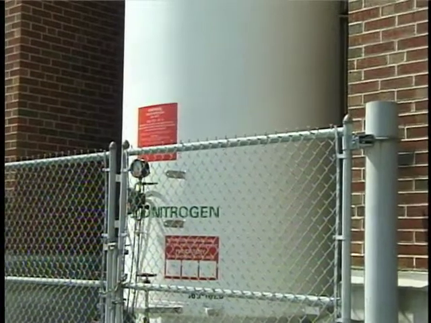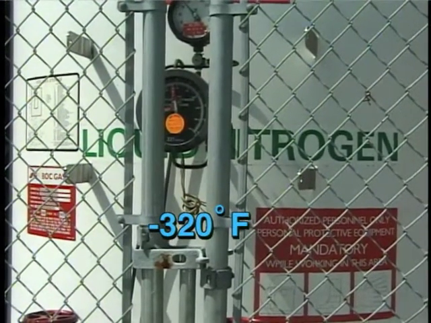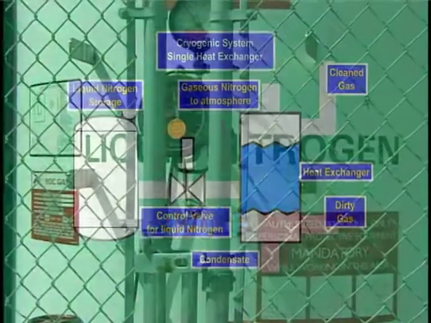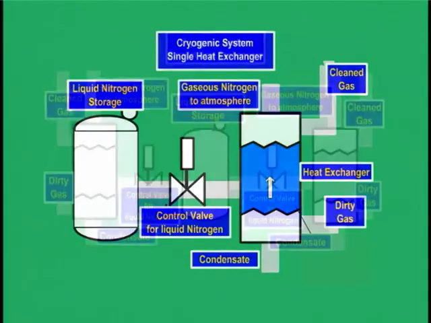Cryogenic control systems use liquefied gases such as nitrogen and carbon dioxide to obtain temperatures as low as minus 320 degrees Fahrenheit. These systems are relatively simple since no refrigeration unit is needed and the coolant is vented to the atmosphere. In the simplest cryogenic system, the liquefied gas, flowing through tubes in a shell and tube heat exchanger, absorbs heat from the gas stream, flowing on the shell side, reducing the gas stream temperature and causing the contaminant to condense. The absorbed heat causes the liquefied coolant to change to a gas, which is discharged to the atmosphere.